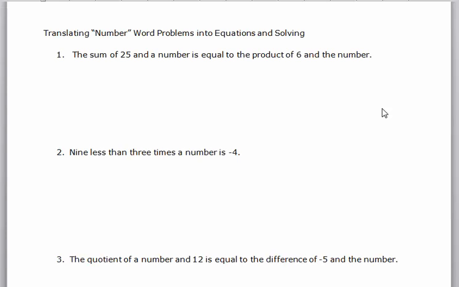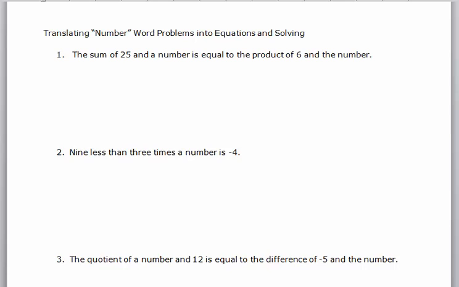In this video, we're going to see 3 examples of translating word problems into math problems or equations and then solving them. Right? So the key here is looking for words that are important and translate directly into math.